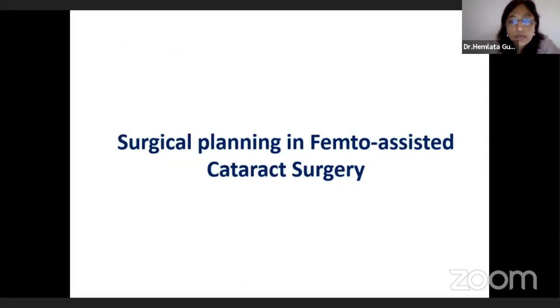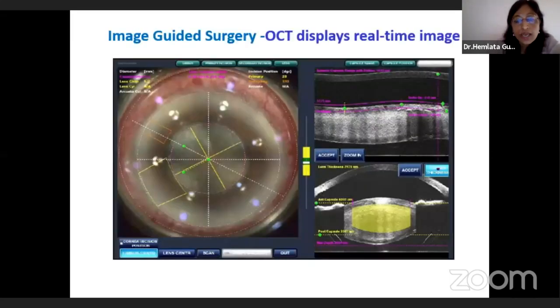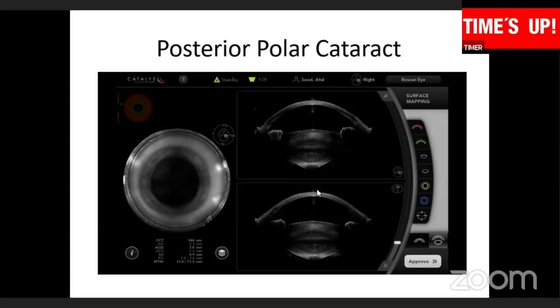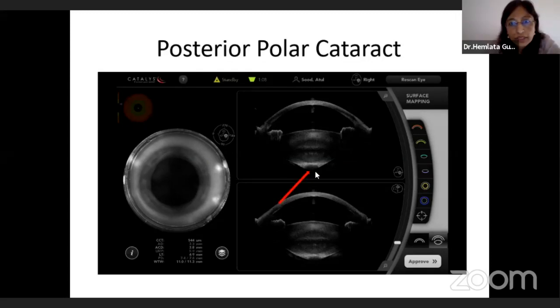Another recent advancement in ophthalmology is the introduction of femtosecond laser-assisted cataract surgery, in which we have real-time OCT integrated into the machine, which gives us the detailed anterior segment anatomy. Like you see in this particular patient, you have the posterior polar cataract and the PC defect is clearly visible.